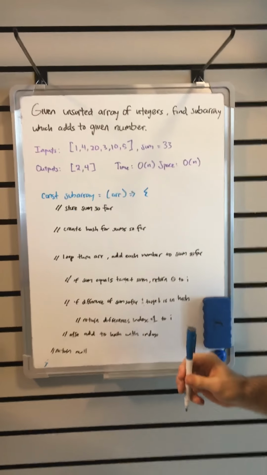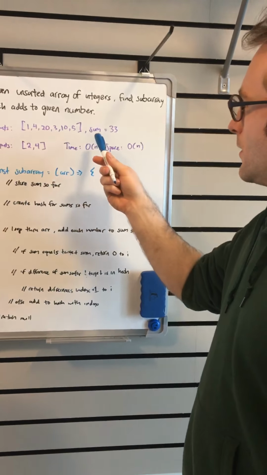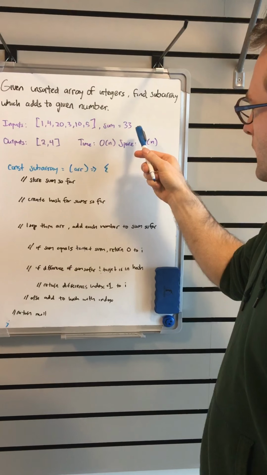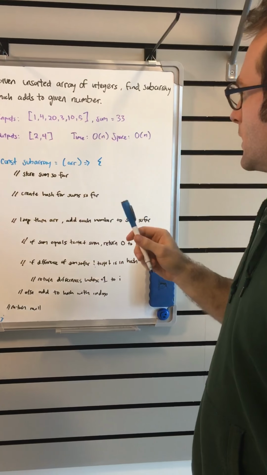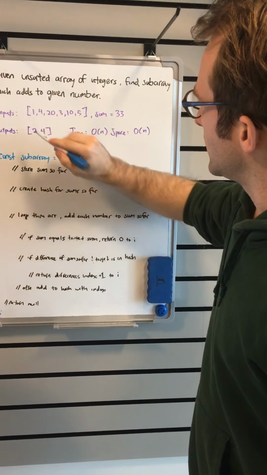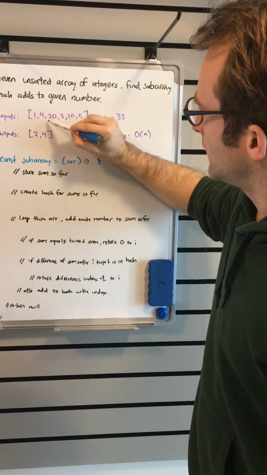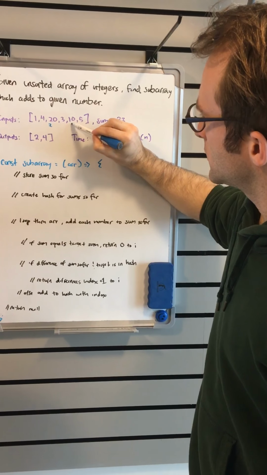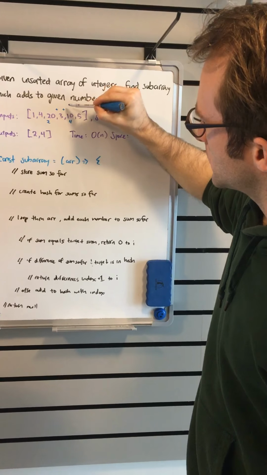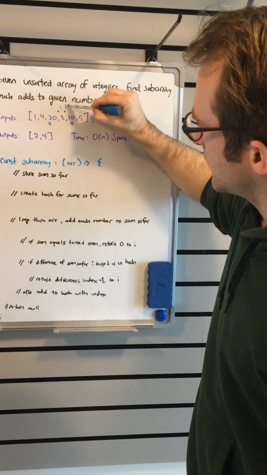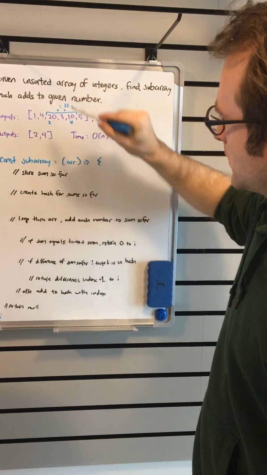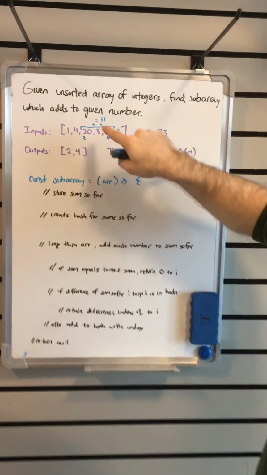So what are our inputs? Our input is an array full of integers and a sum of some number. This is 33 for this case. So our output should be in the indexes of 2 to 4, because if we add all of these together, this would output 33. Right here, that'd give us 33 if we added all that up together.